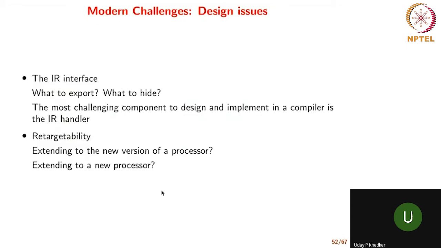Let's look at some specific challenges one by one. So, modern challenges: there are many design issues. For example, one of the biggest design issues in modern compilers is the IR interface. This is the most challenging component of a compiler. When you design and implement a compiler, you might do high theory, but accessing the intermediate representation, accessing the gory details of all the information that is required to store the details of the source program, is very, very intricate.